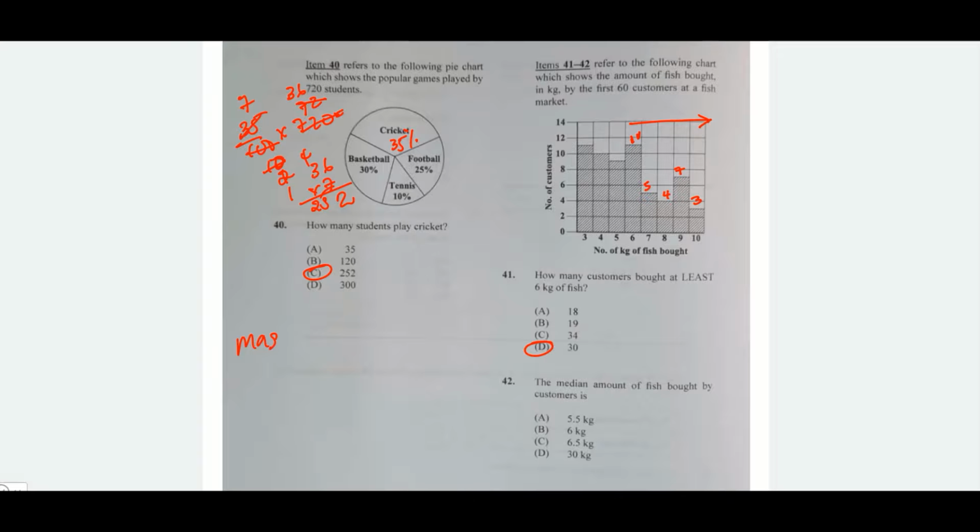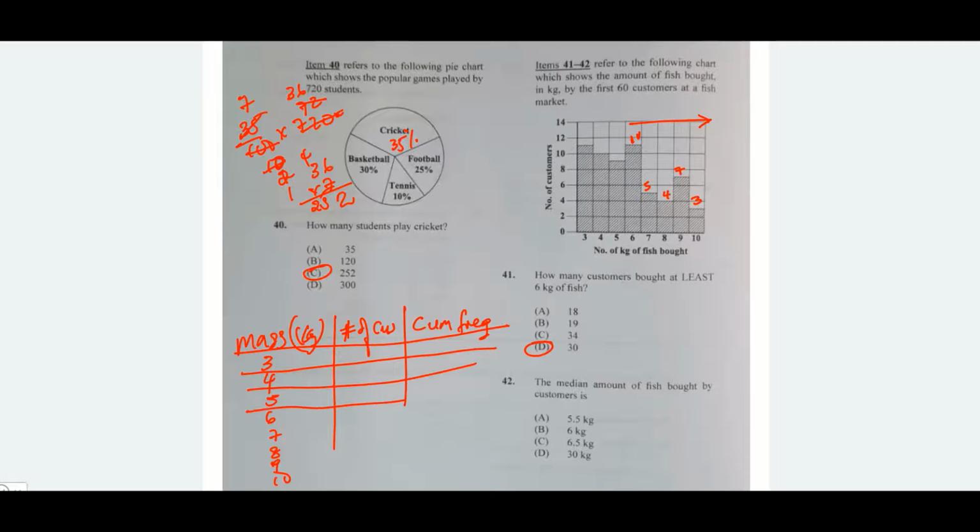So just convert in mass, kilograms, number of customers, and the cumulative frequency. Alright, that's cumulative frequency. So we have 3, 4, 5 to 10. So we have 3, 4, 5, 6, 7, 8, 9, 10. Let me draw my beautiful lines. Yes, everything I write beautifully. Hope you're following through with my beautiful handwriting.